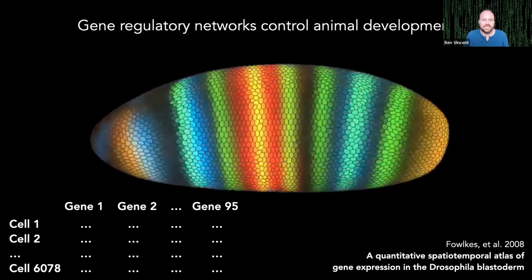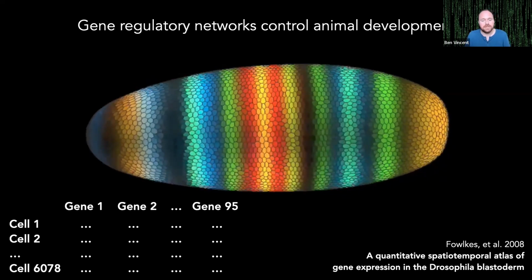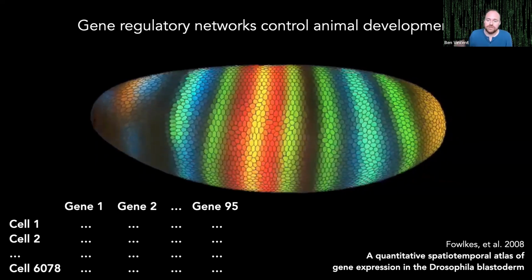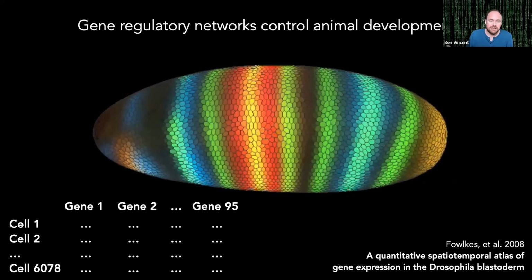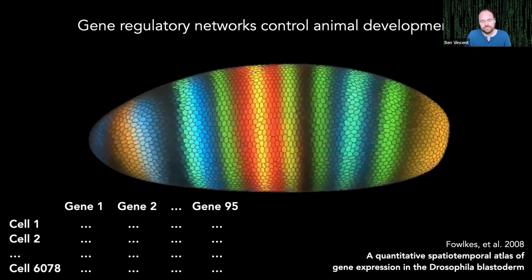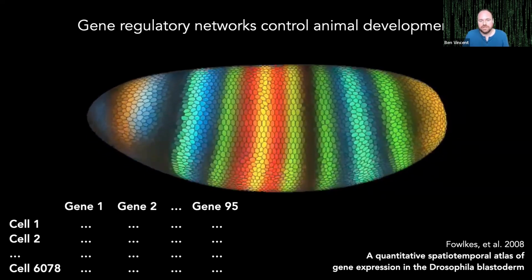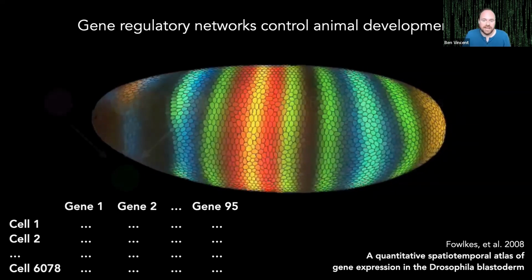So we can fit quantitative models describing how these patterns are built, and then we can test those models to learn more about the regulatory sequences that are controlling them. And that was the main focus of my graduate work. But for now, the embryo really illustrates how I think about gene regulatory networks operating in development.